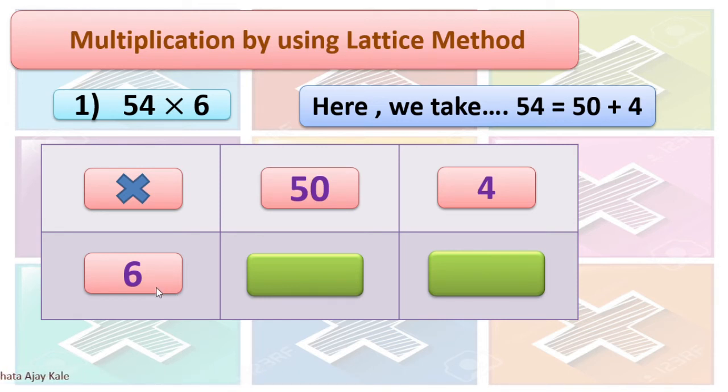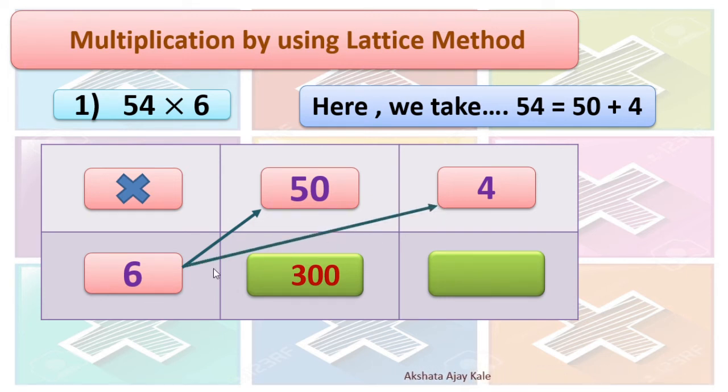Now first what we will do, we will multiply 6 and 50. You know how to multiply, correct? Multiplication of tens, just now we went through, correct? Now, 6 fives are 30 and one more 0. So that is 300. Correct? And now this is over. Now this we will multiply by 4. Now 6 fours are 24. Now we got two answers here.